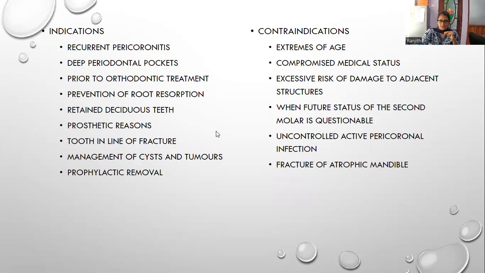Now coming to indications for the disimpaction surgery and contraindications for the disimpaction surgery. So why would you do a disimpaction surgery? Because the most common cause is usually a recurrent pericoronitis. That is, the entire gingiva in the area that is covering the tooth is going to get infected multiple number of times. And for that reason, you would want to remove this tooth.